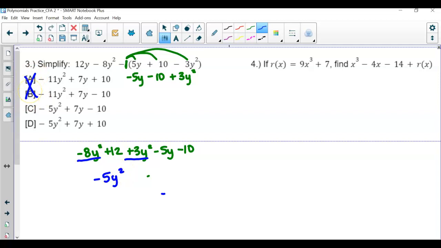So I'm going to mark off A and B. Then here I've got, ooh, I made a boo-boo. Sorry about that. That's not just a 12, but 12y.